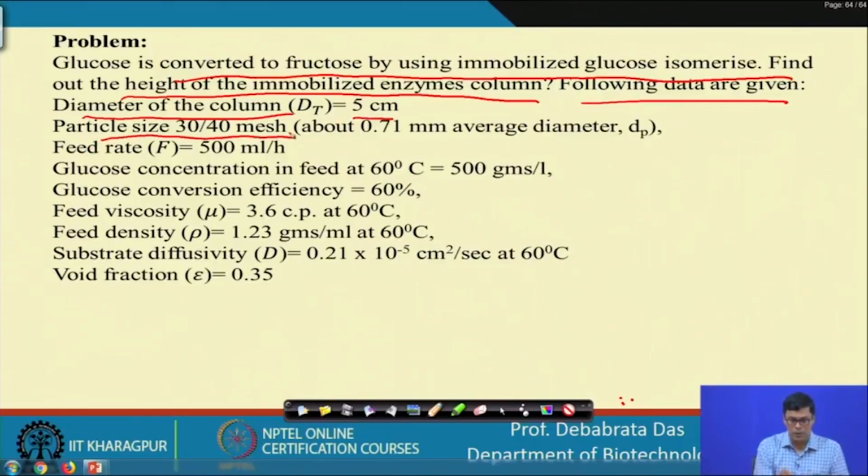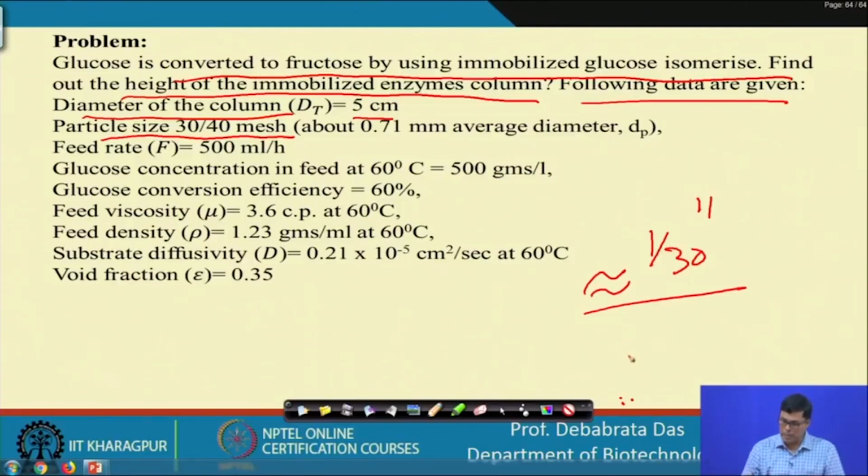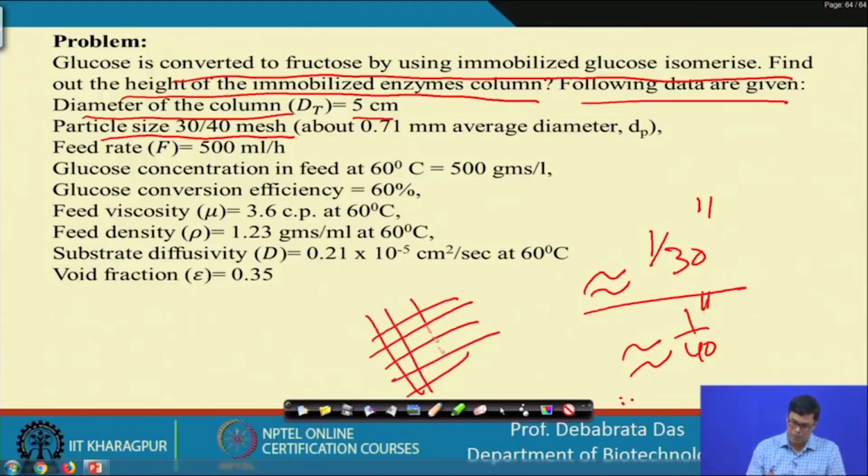Particle size 30 to 40 mesh. What do you mean by 30 to 40 mesh? I can tell you that 30 mesh means approximately 1 by 30 inch, approximately, not exactly, and 40 mesh means approximately 1 by 40 inch. So you have a sieving machine with a sieving plate, and in this the pore size is 1 by 30. 30 mesh means bigger size, and 40 mesh means smaller size.